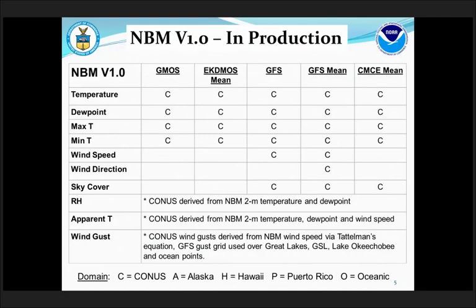This spreadsheet gives a very high-level overview of what is currently in production for NBM version 1. We have 10 weather elements based off of 5 different model inputs, and the Cs all stand for the CONUS domain.